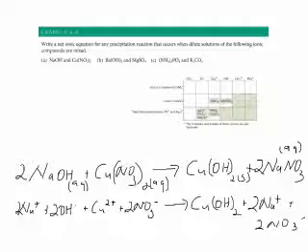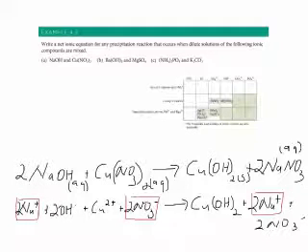Okay, so some things changed, reacted, and several things didn't. So let's go through and mark what reacted and what didn't react. So I'm going to put a box around everything that didn't change. So I have sodium ions on the left, and I have sodium ions on the right, so they didn't change. I have nitrate ions on the left, and I have nitrate ions on the right, so they didn't change. So effectively, the only thing that happened was copper ions reacted with hydroxide ions to give copper 2 hydroxide.